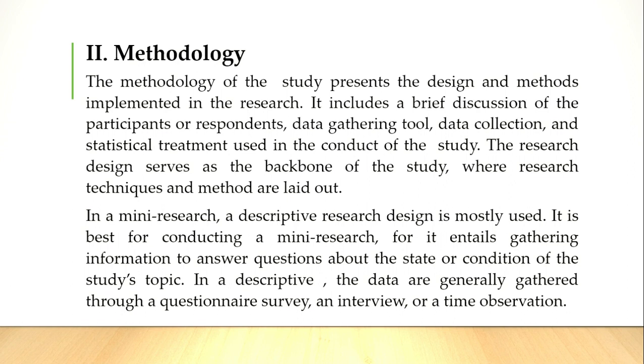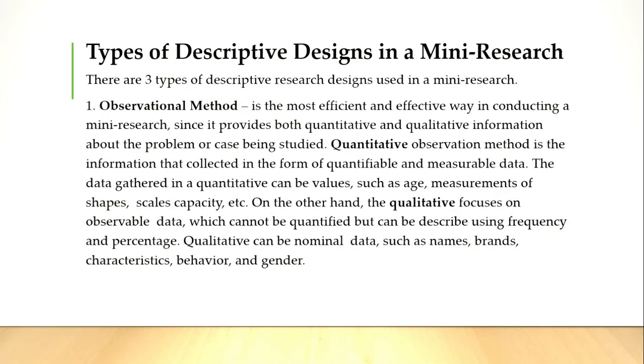Descriptive research is very useful today because of the upcoming election. They use it to know which candidate has a potential to win the election. So we have three types of descriptive design in a mini research. First is observational method. Observational method is the most efficient and effective way in conducting a mini research since it provides both quantitative and qualitative information about the problem or case being studied.